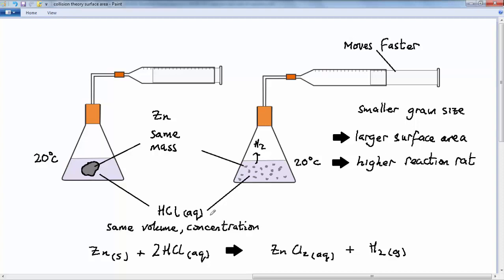In the next lesson we'll have a look at how the concentration of the reactants will affect the reaction rate in a particular reaction.